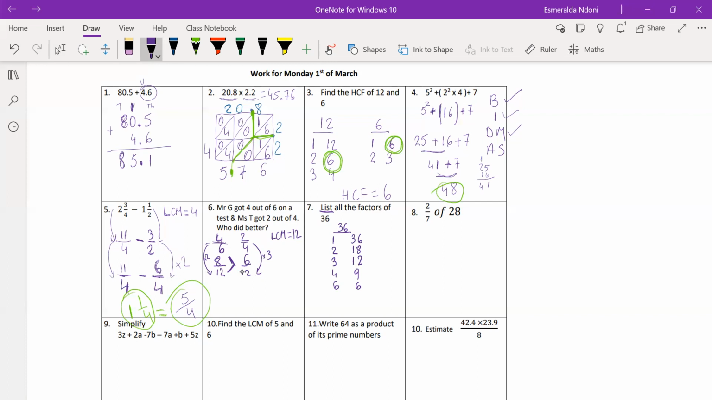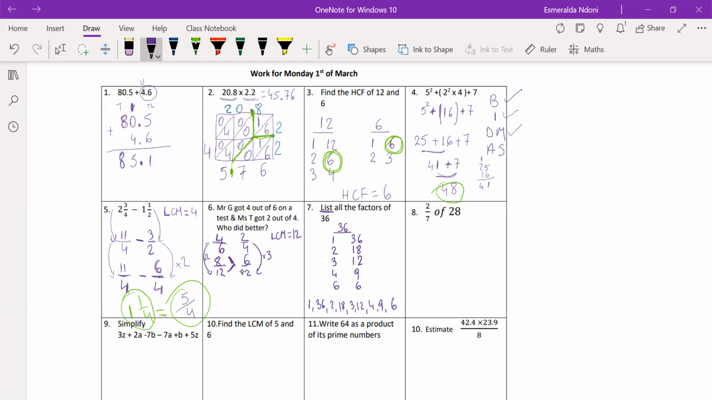So what we need to do now is write the list. 1 with 36, 2 with 18, 3 with 12, 4 with 9, and 6 does not need to go there twice because it's still a factor of 36. That's one of them.